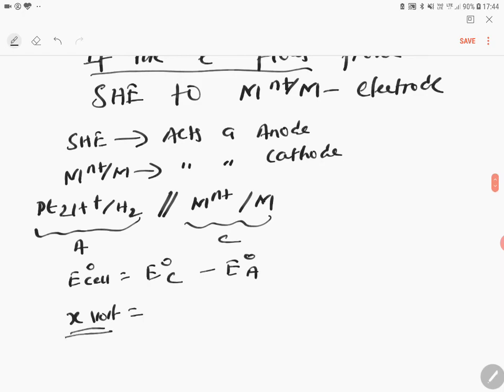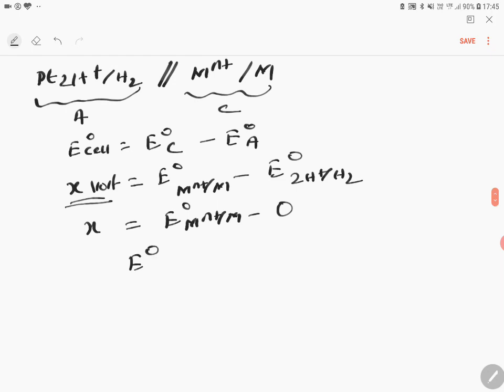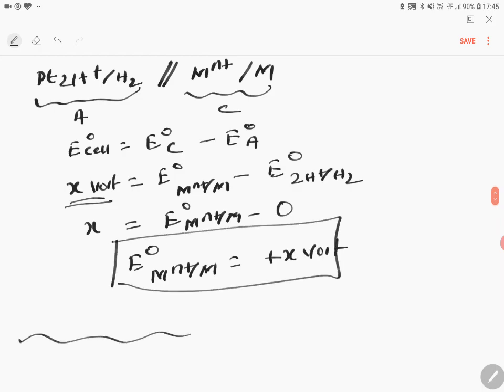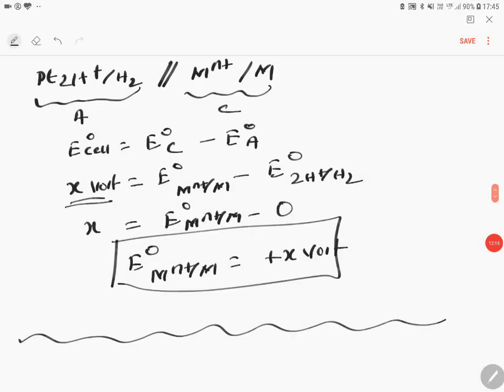So which is cathode here? Cathode is the metal, that is E naught M n plus bar M, minus E naught anode. Anode is SHE. How will you write SHE? 2H plus bar H2. So once again, E naught M n plus bar M minus 0. So finally E naught M n plus bar M is equal to plus X volt. So this is how, children, you will connect with SHE and experimentally determine the standard reduction potential of an unknown electrode. Okay, thank you.